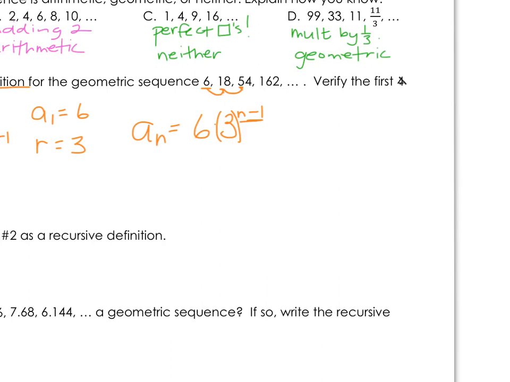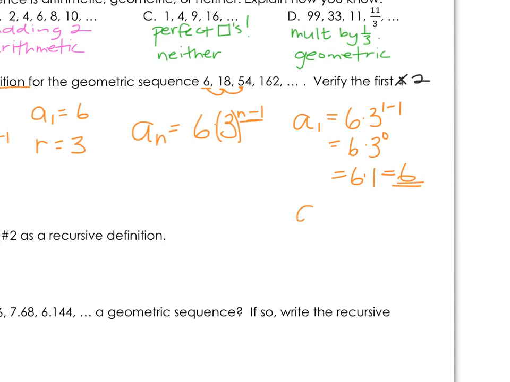To verify the first 2 terms, the first thing I want to do is just define a sub 1 and a sub 2. A sub 1. If I plug in 1 for n on the right, we have 6 times 3 to the 1 minus 1 power, which would be 6 times 3 to the 0 power. Well, anything, remember, to the 0 power is 1, and 6 times 1 would equal 6. And that is, in fact, the first term in our geometric sequence.